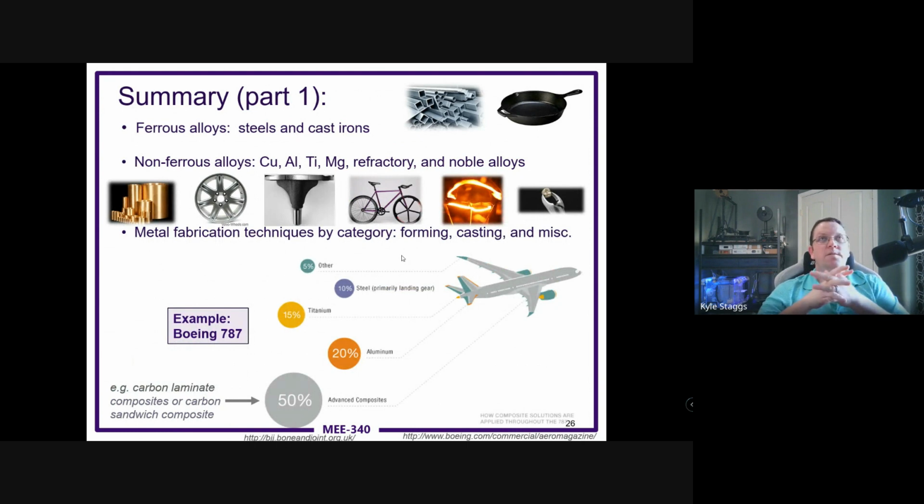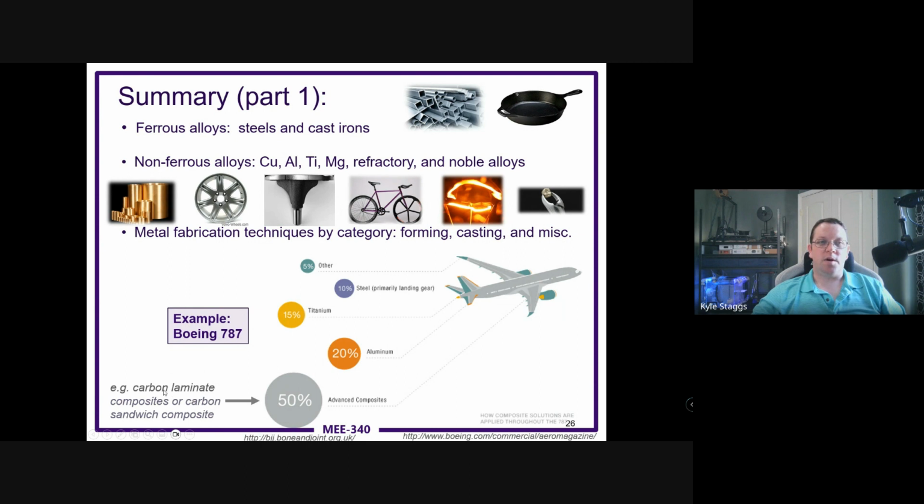So the ferrous alloys, steels and cast irons, whereas the non-ferrous, copper, aluminum, titanium, magnesium, refractory and noble metals, those are all useful. So especially things like tungsten. Some of you have probably grown up almost without tungsten filament light bulbs altogether, which is pretty wild. But it's a really, really cool material. So there are some interesting materials being used.